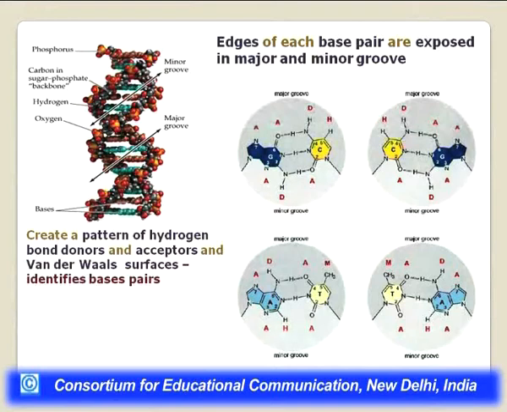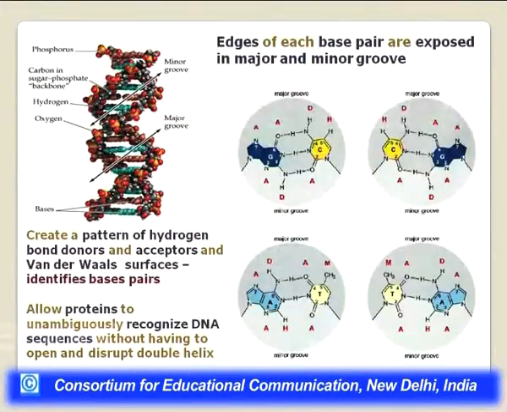It does not know whether there is a G or a C or a T which is present. It does not know the sequence as such. It will know about the sequence when it unwinds the DNA and starts interacting with the sequence by itself. But the initial interaction is based upon the major groove or the minor groove. The basis of interaction is basically this, that they allow the protein to unambiguously recognize the DNA sequences without having to open and disrupt the double helix.